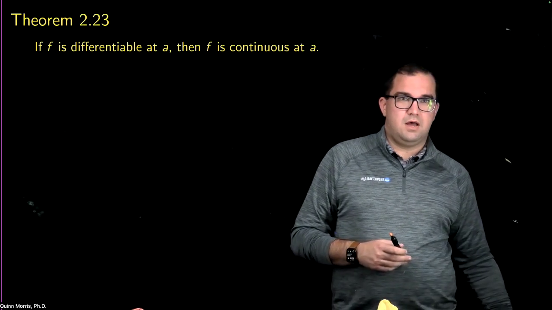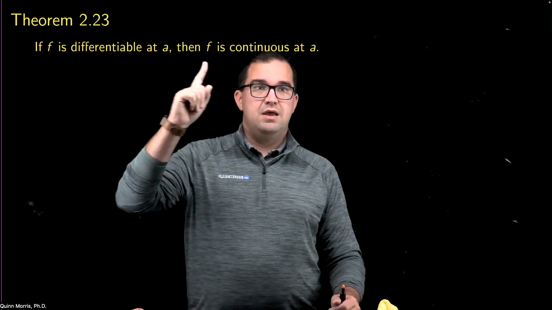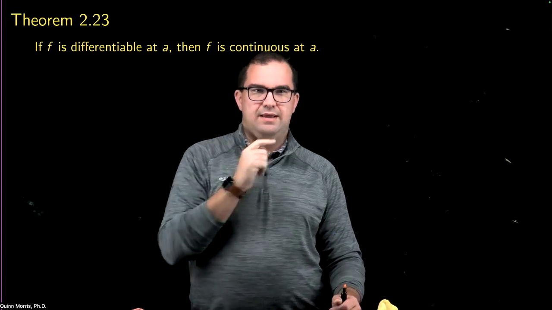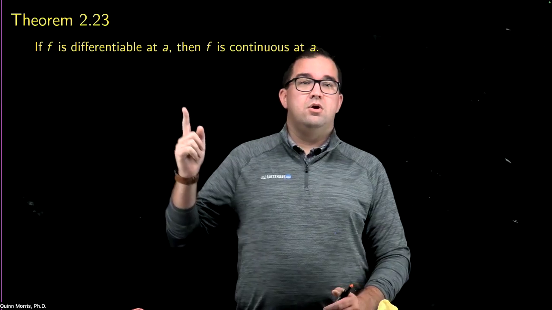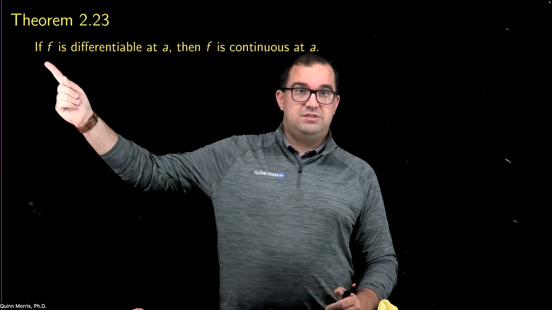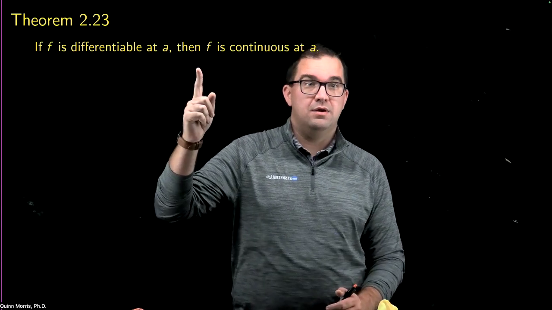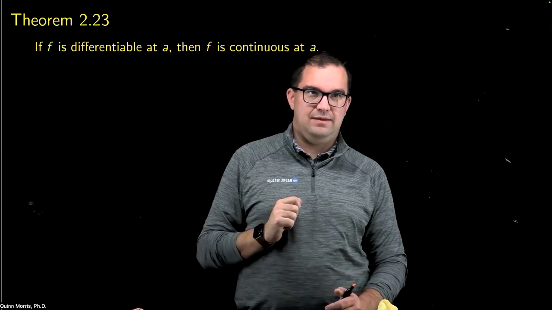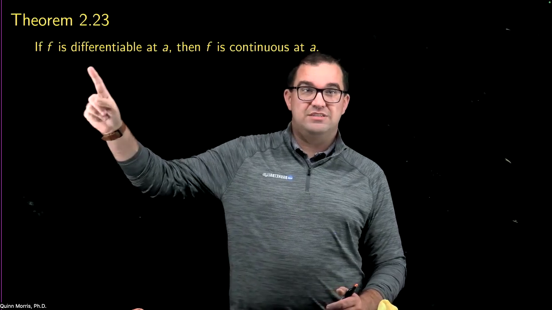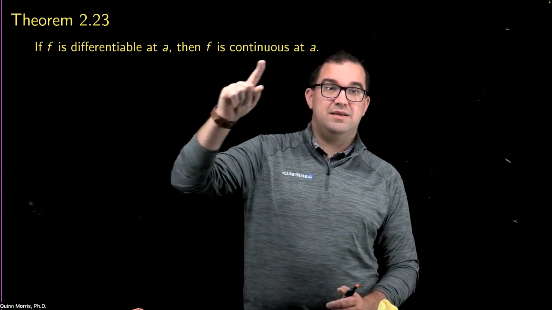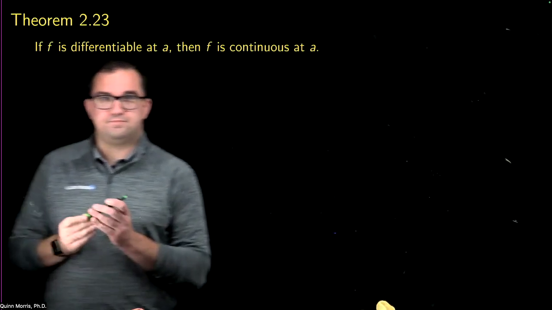Now, the first thing we're going to prove is that if a function is differentiable at a, then that same function is continuous at a. Now, be careful, because you might be tempted to say, wait, didn't you just say the opposite? What I said earlier is that if f is differentiable at a, then f prime is not necessarily continuous at a. So the derivative function may not be continuous at a, but if f is differentiable at a, then that function f must be continuous at that same point a. Okay. Let's look at a proof of that.